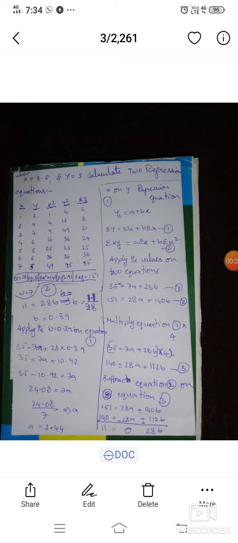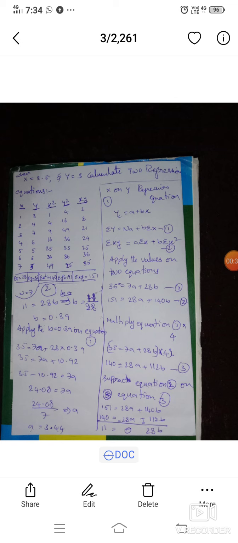The x value is 2.5, and the y value is 3. Both values are used to find the two regression equations. The first one, let us see the question.